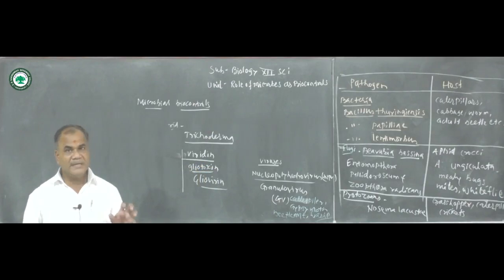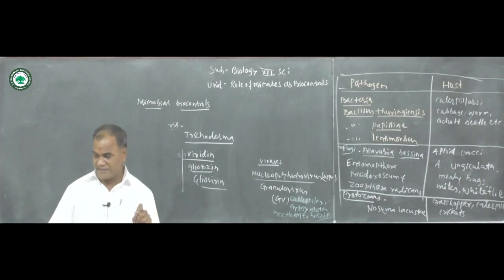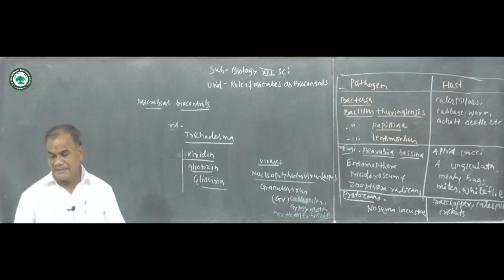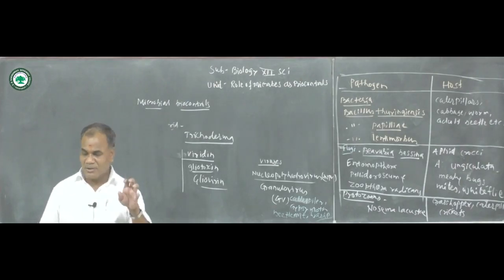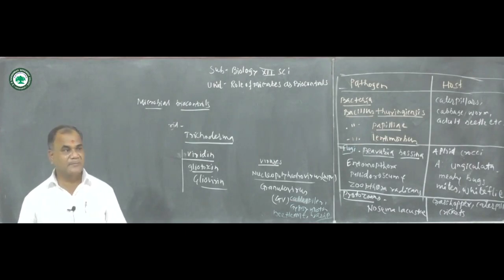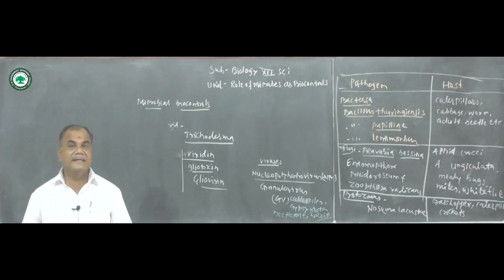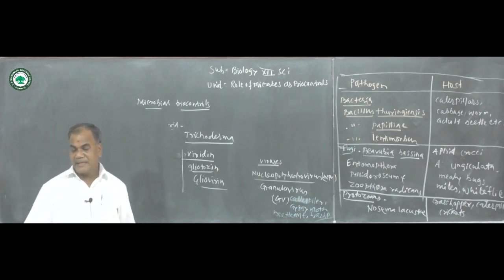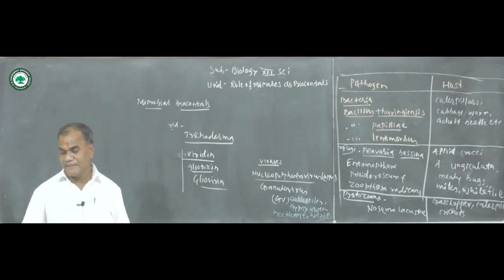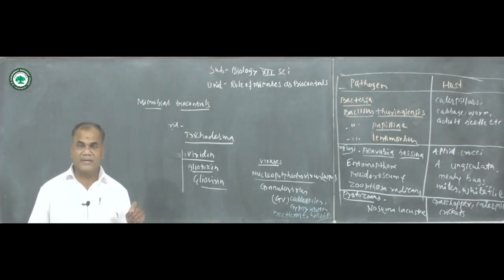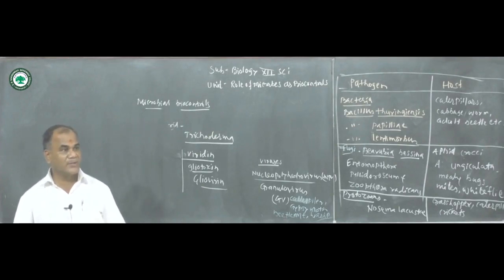These weeds have the ability to compete with the main crop in the farmland for water, space, minerals, light, air, etc. They also act as collateral hosts for several pathogens, which cause diseases in the host plant, that is, the cultivated plants.